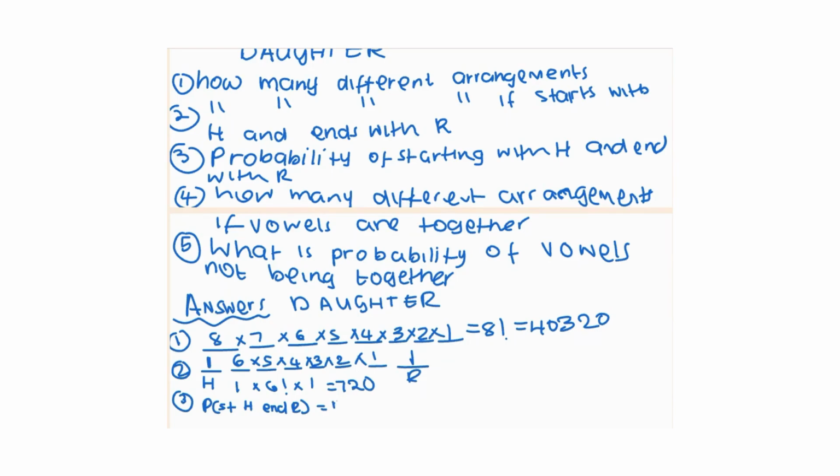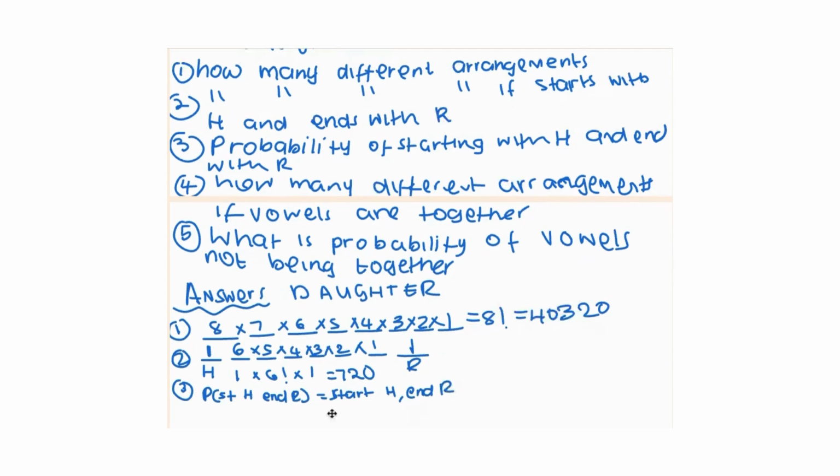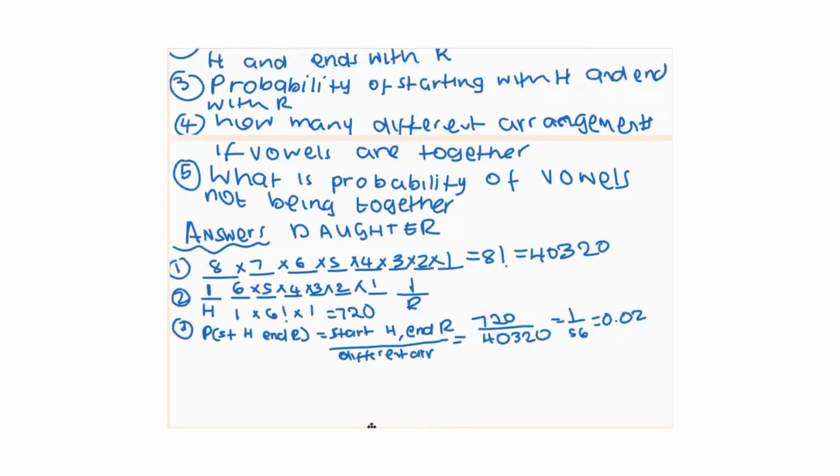over the total arrangement, the one that we got for number 1, over the different arrangements, which is 720 over 40,320. 720 over 40,320. That is 1 over 56, which is 0.02. Okay, I hope you're still with me.